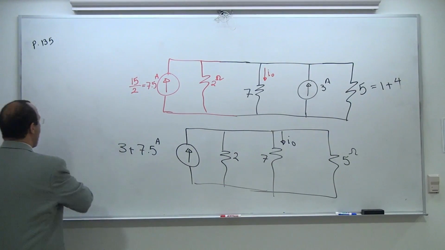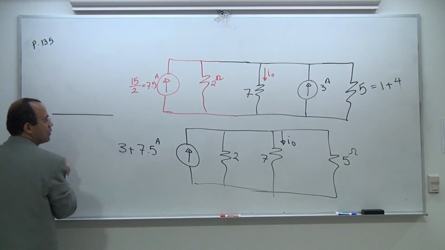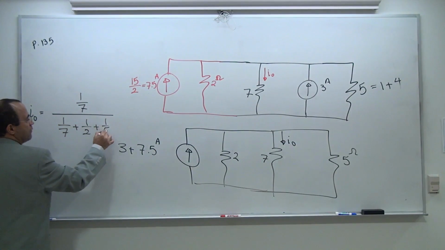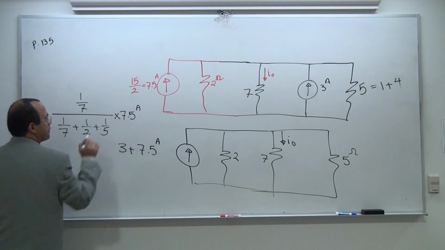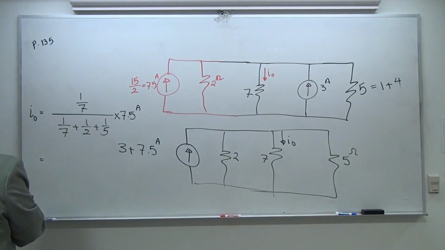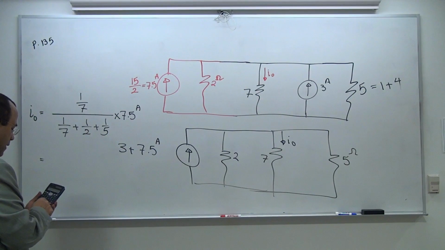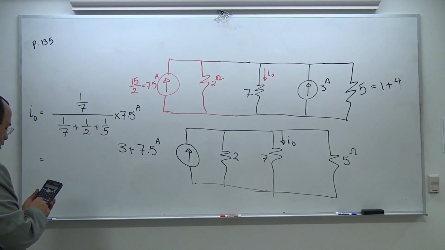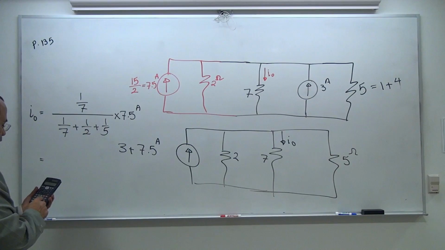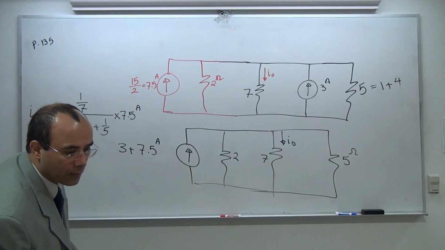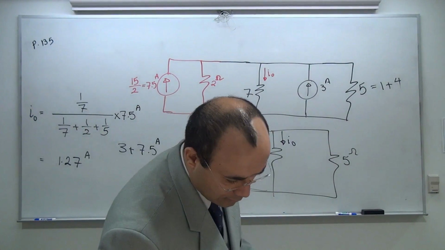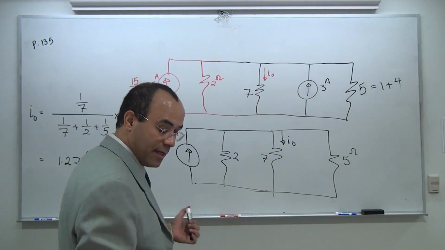So what do I see? I want IO. And IO is, I'm going to follow the G rule. 1/2 plus 1/5 times 7.5 amp. Now, of course, you go ahead and you calculate this. Let me calculate this, and then we go to the next topic. So 1 divided by 7 divided by open bracket, 1 divided by 7 plus 1 divided by 2 plus 1 divided by 5. Please utilize the brackets, times 7.5. You got 1.27 amp. And the book answer might be off, or perhaps we might have made a mistake somewhere.